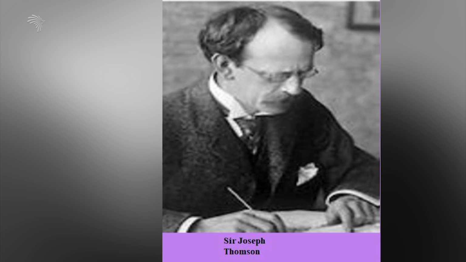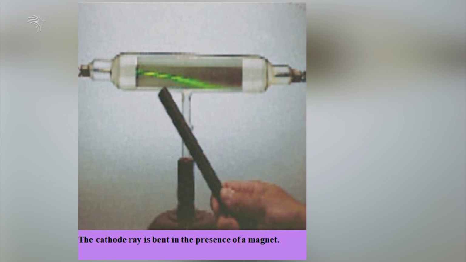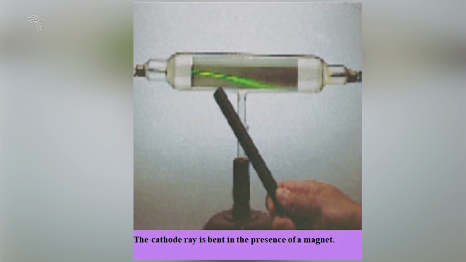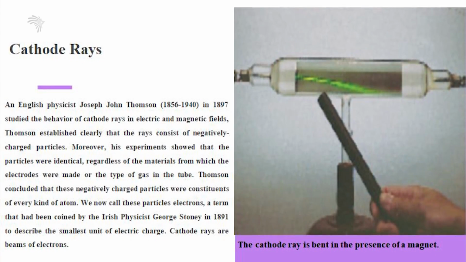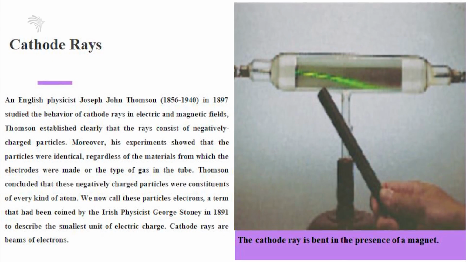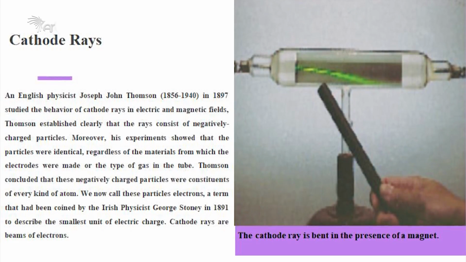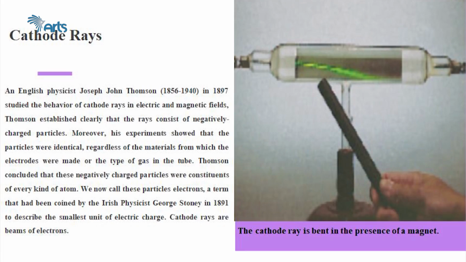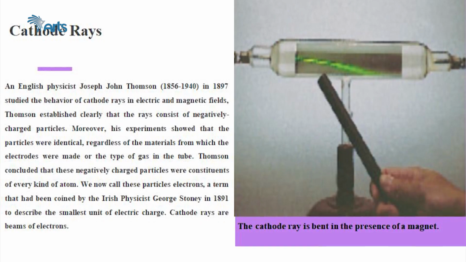Well, here, when we talk about the discovery of electrons, we should also say a few words about cathode rays. So this English physicist called Joseph John Thomson in 1897 studied the behavior of cathode rays in electric and magnetic fields. Thomson established clearly that the rays consist of negatively charged particles. Moreover, his experiments showed that the particles were identical regardless of the materials from which the electrodes were made or the type of gas in the tube. Thomson concluded that these negatively charged particles were constituents of every kind of atom.